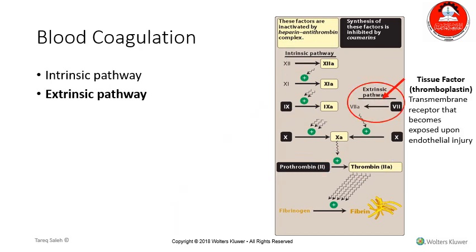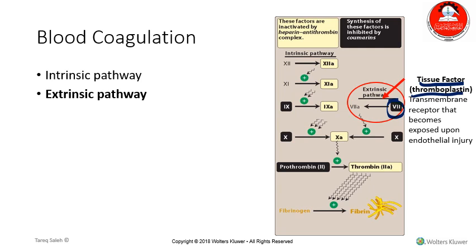So let's start talking about how these two pathways are activated. We'll start with the extrinsic pathway. The extrinsic pathway is initiated by the activation of clotting factor number 7. This is the first coagulation factor to be activated. And coagulation factor 7 is activated by a protein called tissue factor. Another name for tissue factor is thromboplastin.